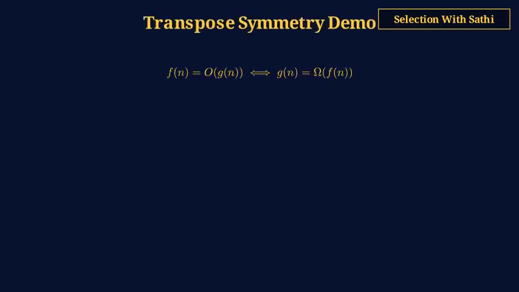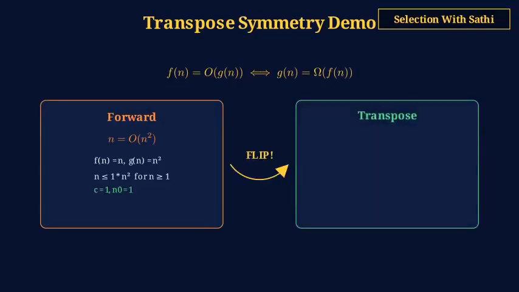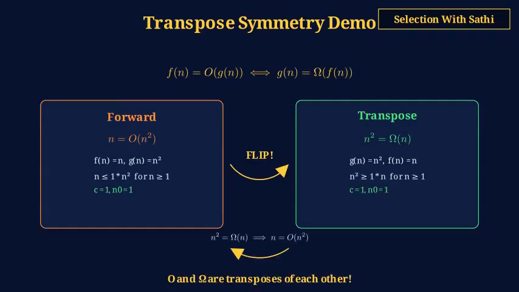This example demonstrates transpose symmetry, a favorite GATE trick. Given, f of n equals O of n squared. Question: what can we say about n squared relative to f of n? Apply the transpose symmetry rule. F equals O of g implies g equals omega of f. So from f of n equals O of n squared, we directly get n squared equals omega of f of n. What does this mean? N squared grows at least as fast as f of n.